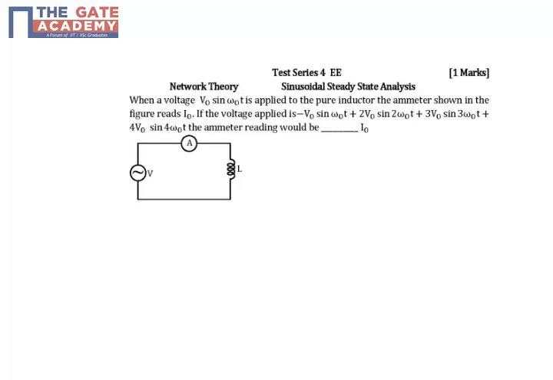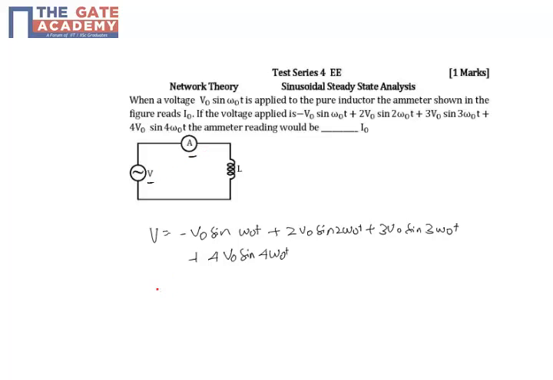In this question, we have to determine the ammeter reading when a voltage of V equal to minus V naught sin omega naught t plus 2 V naught sin 2 omega naught t plus 3 V naught sin 3 omega naught t plus 4 V naught sin 4 omega naught t is applied. Okay, so this is the voltage that is applied here, and we need to find out the ammeter reading.